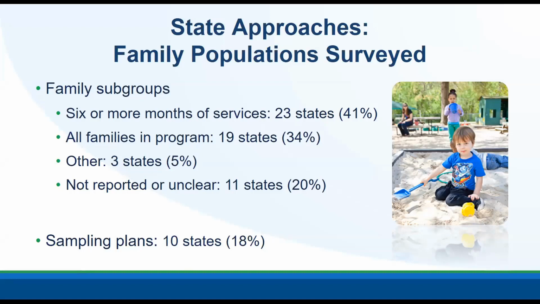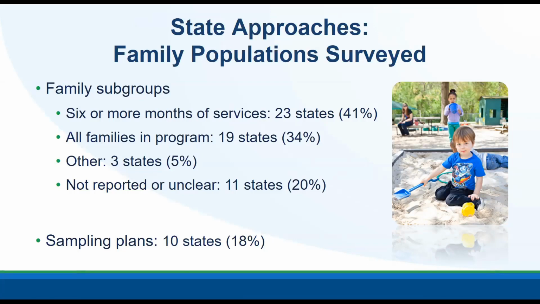That is the number of states that have sampling plans. We had 10 states that have a sampling plan. So while you might think of this as similar to the family subgroups I just talked about, the sampling plan really is a more formal sampling plan that has been approved by and is on file with OSEP. So sampling plans might include stratified random samples, or samples by districts or regions, or other types of sampling.